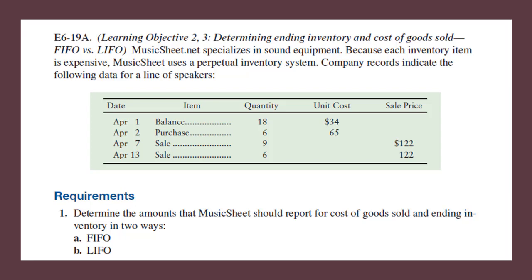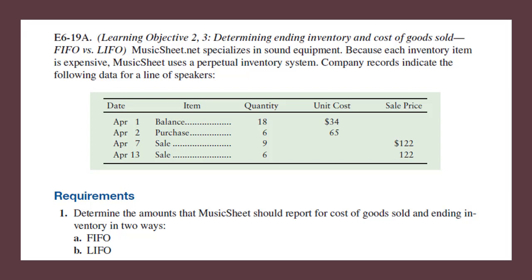Now it's important to point out the inventory system that they're using, because it also affects how you will prepare your inventory ledger later on. And also, importantly, that will affect the costing of the inventory sold. Okay, we were required to determine the cost of goods sold and ending inventory using first in, first out, and last in, first out. Okay, so we'll go to the details first.